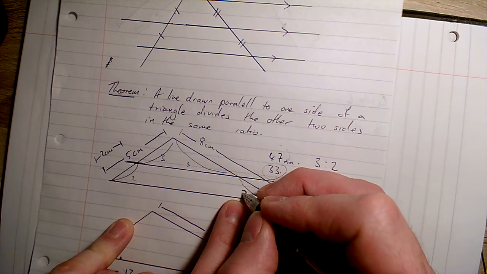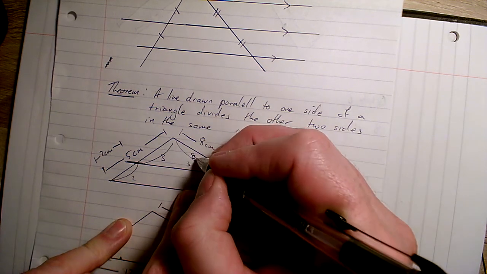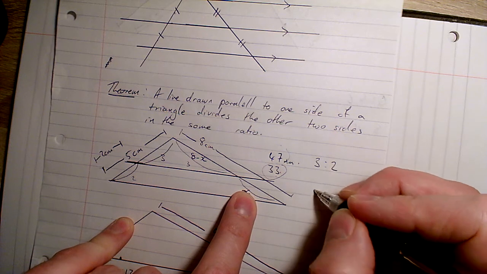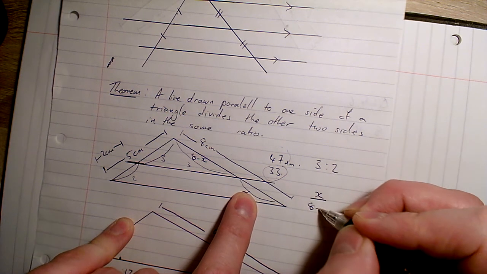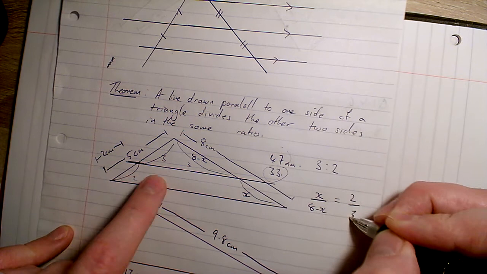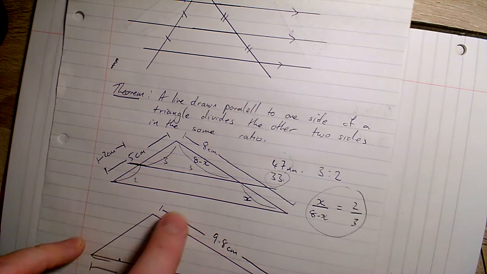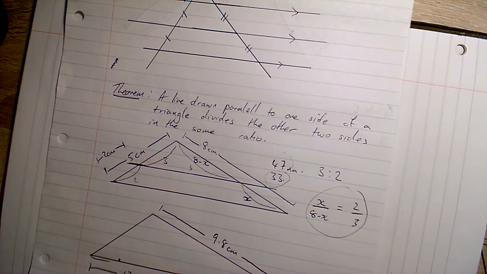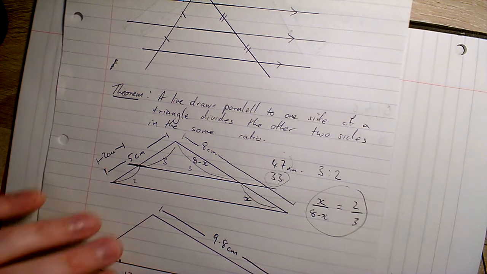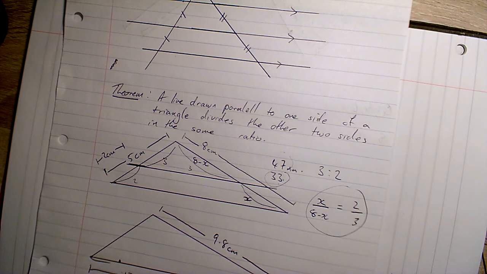If that's x, this will be 8 minus x. And you would have said, well, x divided by 8 minus x needs to be the same as 2 divided by 3. So that will often be how we write it down. And if you solve that equation, which I'm not going to do now, you can find that distance x, which should come out as something around 3.3 centimeters. But not quite, because that's only a measurement.